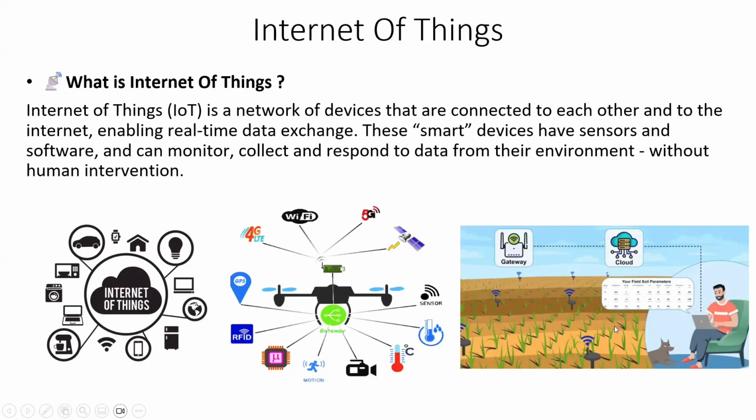Basically, IoT refers to something that connects sensors to the Internet or some other protocols like Zigbee, LoRa, or you can use 5G, satellites, and those data are being stored in a cloud, and this cloud goes to the end user.